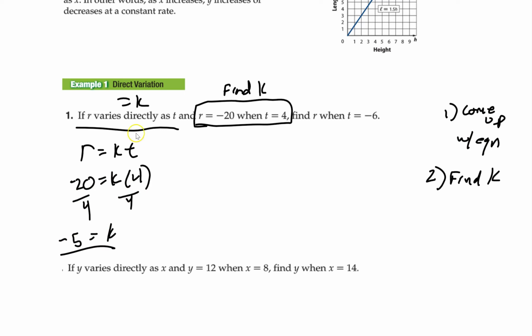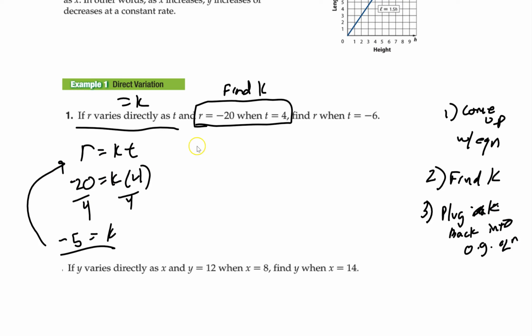So step 1, come up with an equation, which we did. Step 2, find our k, because they give you a value to find k. Step 3, plug k in. Plug k back into the original equation, the OG equation. So we're going to plug it right here. So R is going to equal -5t. So that's our equation now. And then the last thing we're going to do, find R when t equals -6.